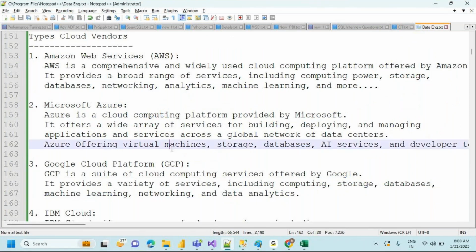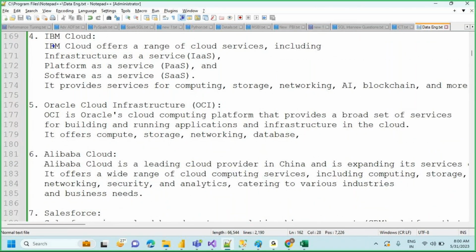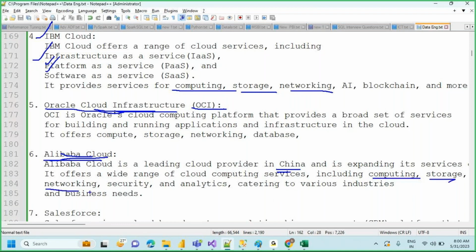And few more are there. I'm just giving, and I'm going to wind up today's session in 5 minutes. IBM Cloud is there. They're also having the services in the same way: compute, storage, networking. And wherever you go, Oracle is also having Oracle Cloud Infrastructure, that is OCI. Alibaba Cloud, which is famous in China, and they're expanding its services, and they also offer in a similar way computing, storage, networking, security, analytics.